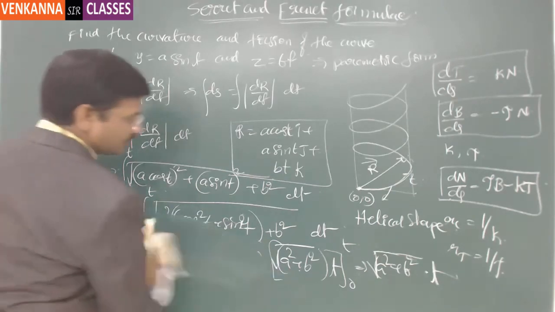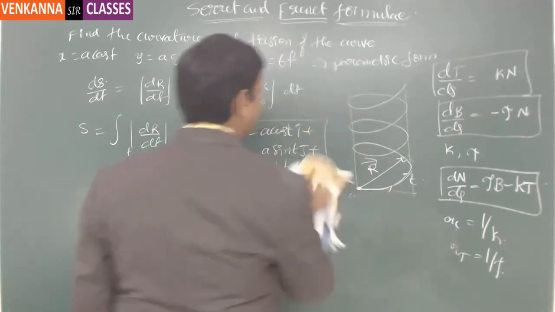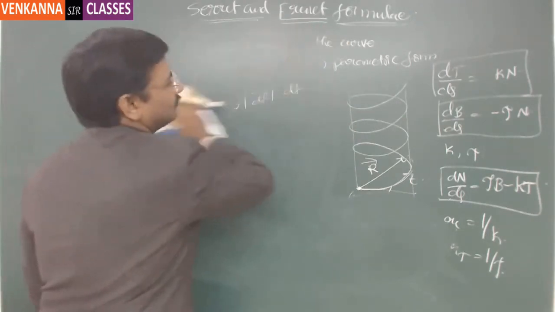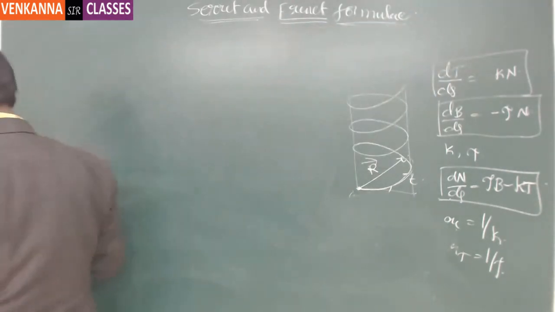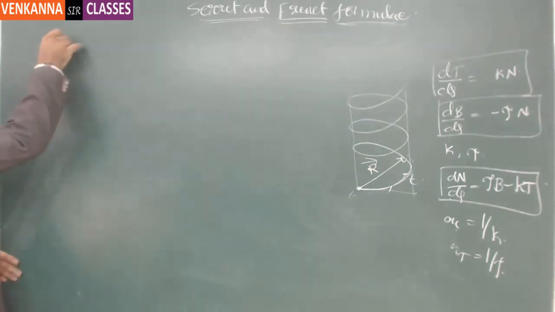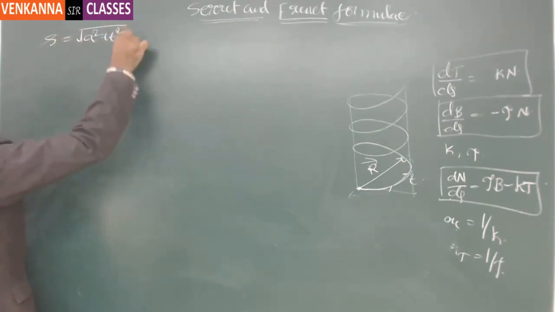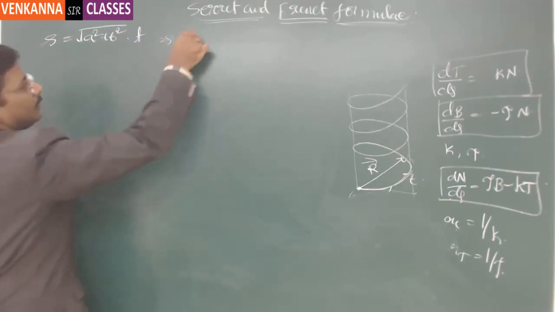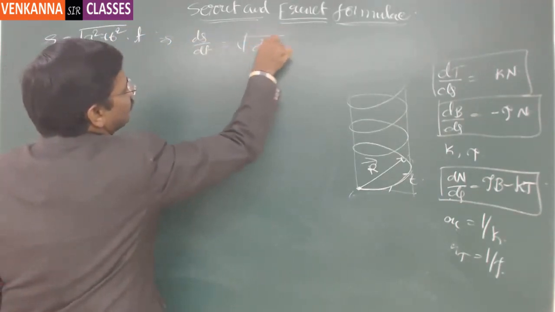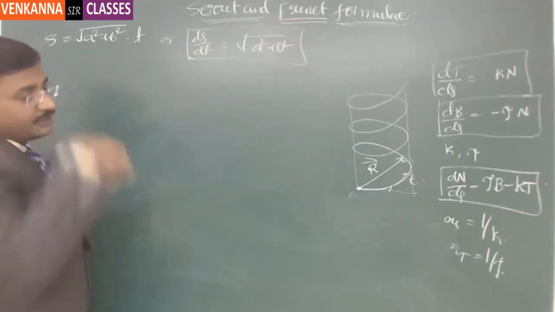Then once you find out the s value, we can find out ds by dt. So s is equal to square root of a square plus b square times t. So it implies ds by dt is equal to square root of a square plus b square. So this is the ds by dt value which we need to find out.